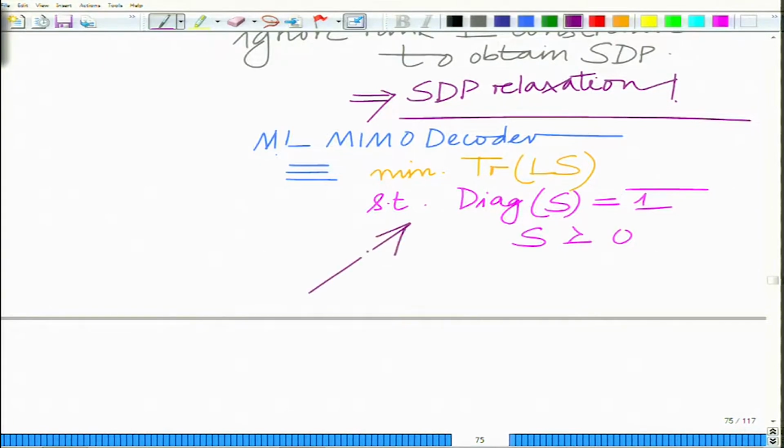So this is significantly lower complexity. Now from exponential complexity we have come to a convex optimization problem. Okay. Now this problem is convex. In fact, this is an SDP. It has a linear matrix inequality. So this is a convex SDP.